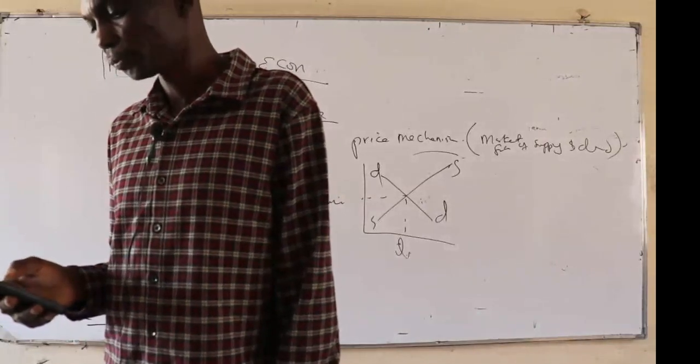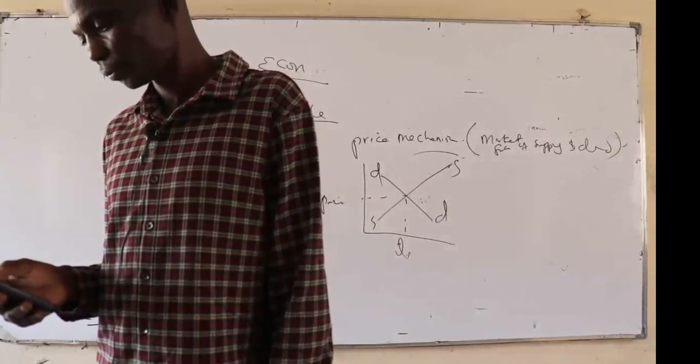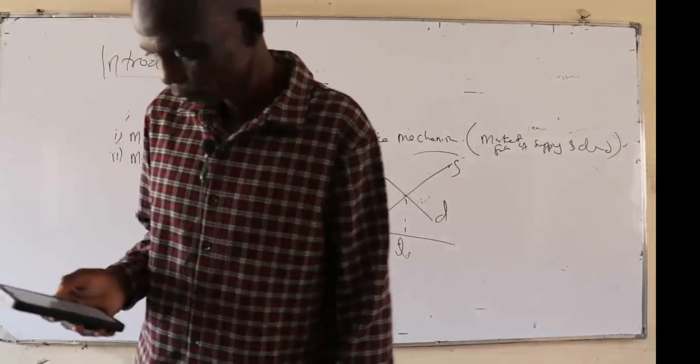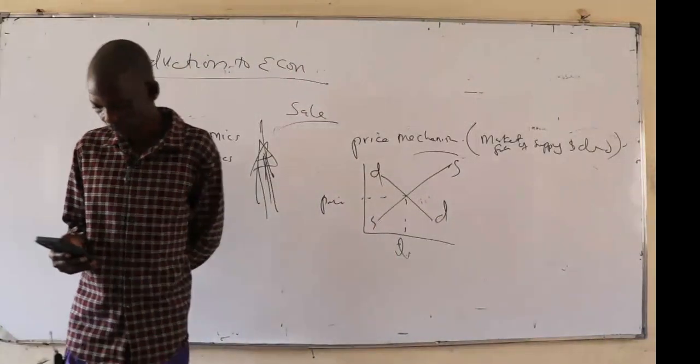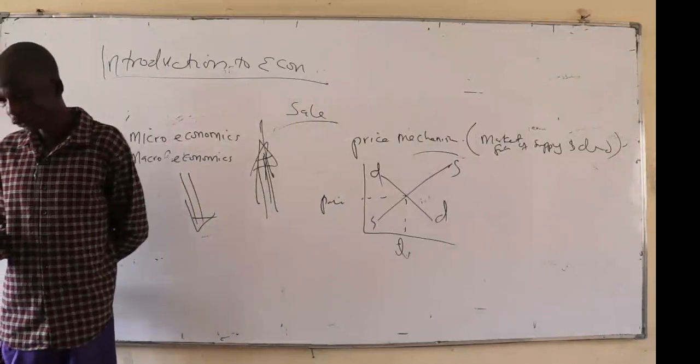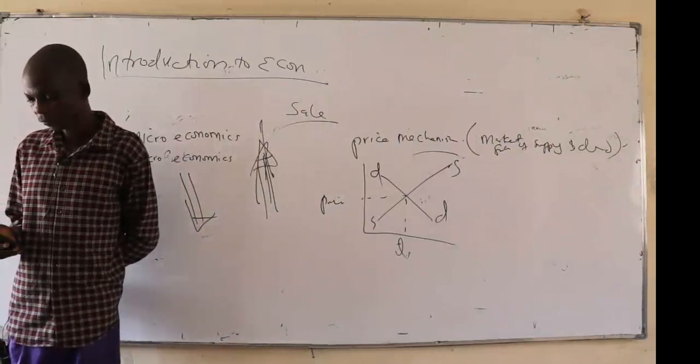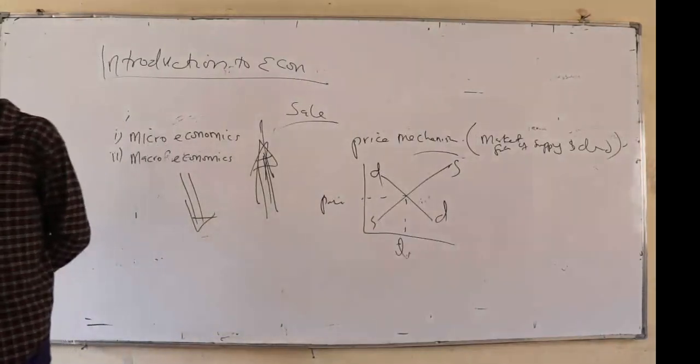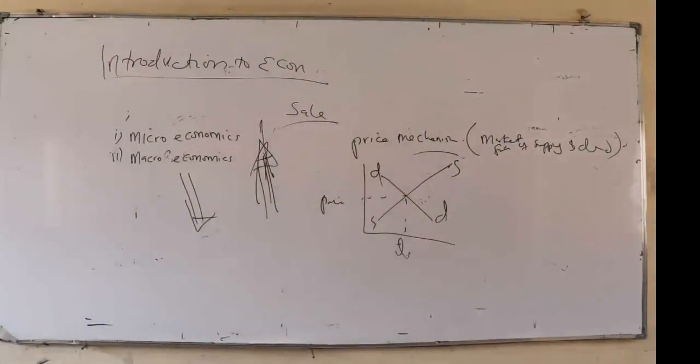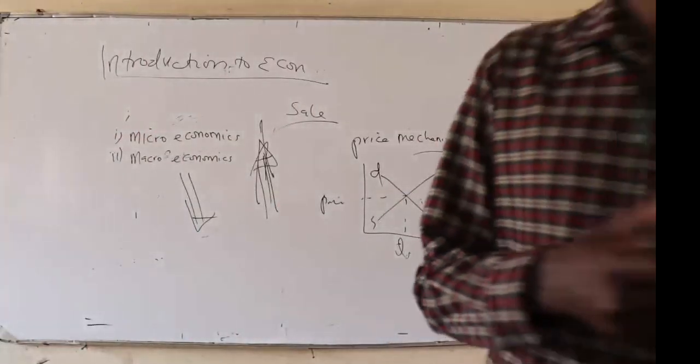Number two is a monopoly power. Say, monopoly arises when there is a single seller and there is no competition.